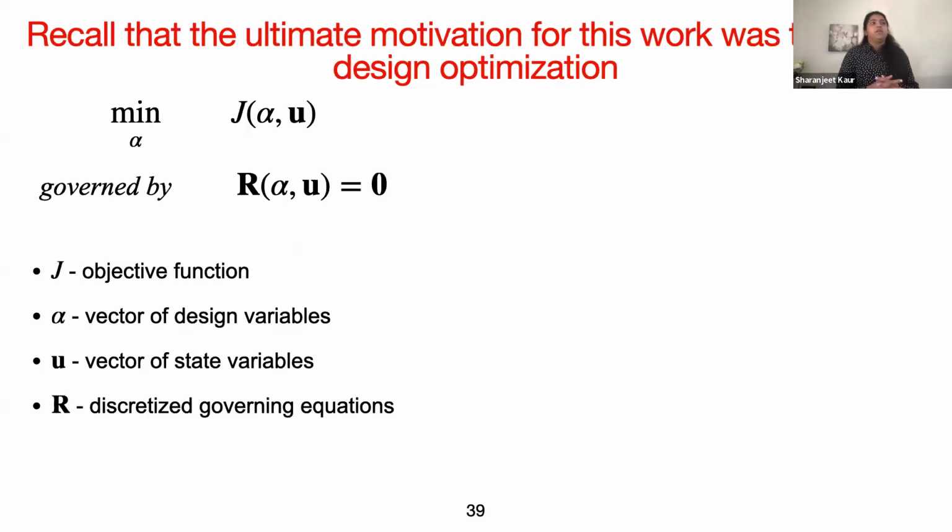Now, the ultimate goal of this work is to enable design optimization. And in this case, we consider gradient-based design optimization. So let's say we have an objective function G, which is a function of design variables alpha and state variables U. And it is constrained such that it should satisfy these discretized governing equations.